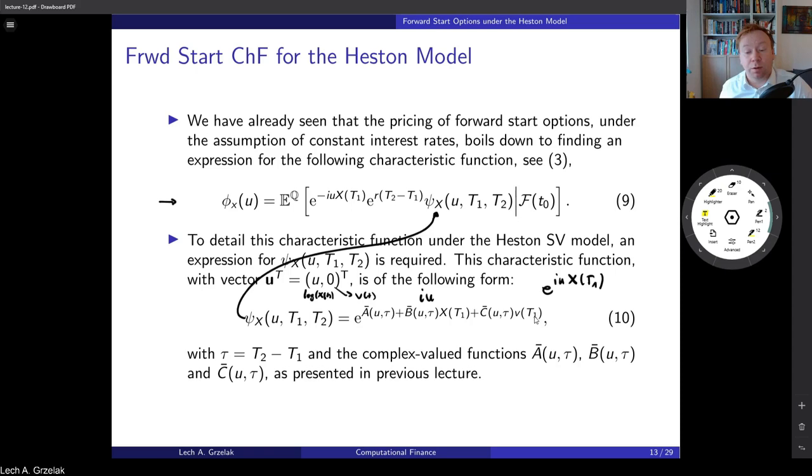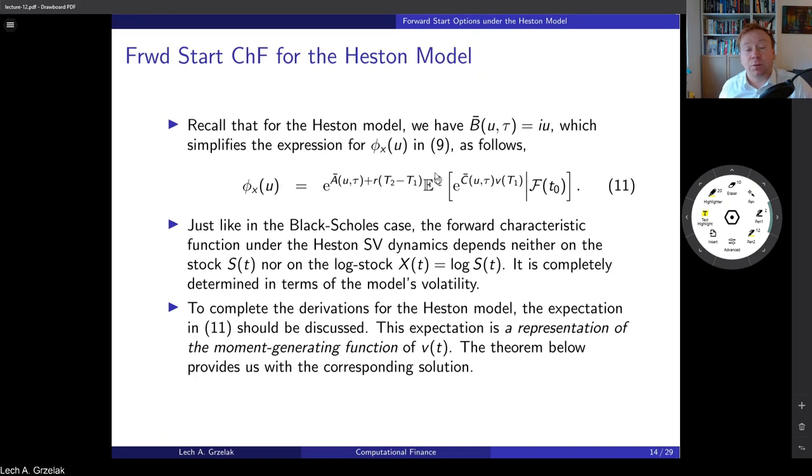After substitution of the characteristic function psi into the forward characteristic function, this is the expression that we get. We have an exponent here, a plus r times t2 minus t1. The a is not stochastic, it's just a complex valued function which depends on model parameters for the Heston model, and tau. Tau is the time distance from t1 to t2. For details regarding functions a and c, I recommend revisiting the slides for the Heston model, because there those functions were given explicitly. If you are interested in the particular derivations, we have to solve Riccati type ODEs, ordinary differential equations, and in the book we provided all the details for that. I highly recommend to revisit that.